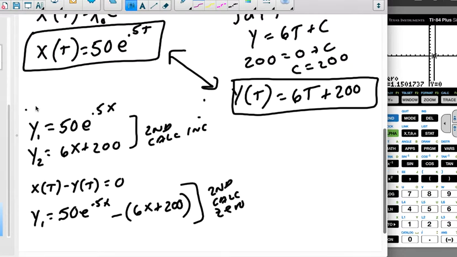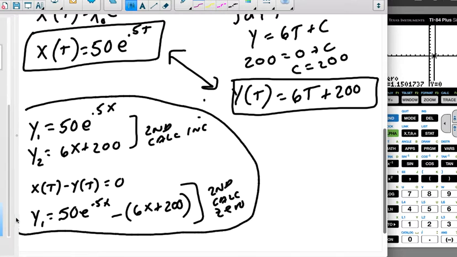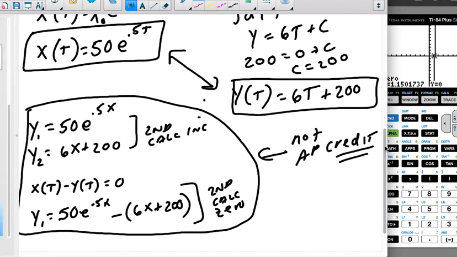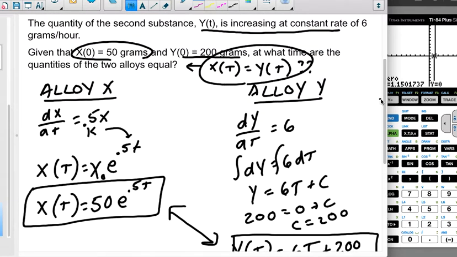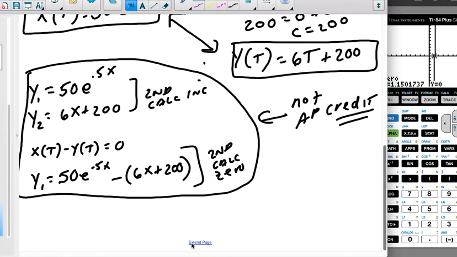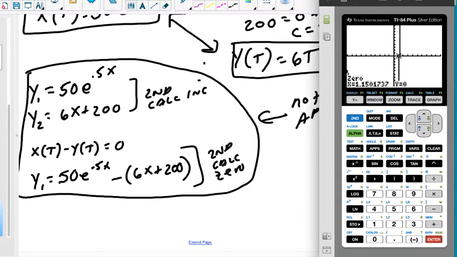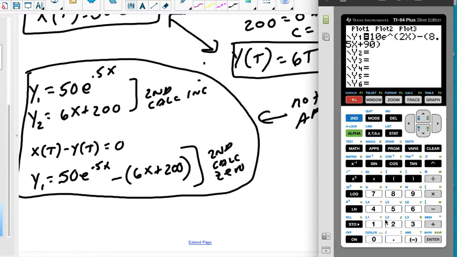Notice that calculator syntax. What I wrote here is not good for AP credit, so you have to communicate in the notation of the problem. I need to communicate that I'm looking for x of t to equal y of t. I can't just say y1 equals y2. That's going to be meaningless in this problem. So I'm going to opt for the zero method because I like that better. Either of them would be fine. Remember, if you opt for the second calc intersect method, you sometimes have to spend a good amount of time adjusting your window. There's nothing wrong with that, but it's a realistic expectation.